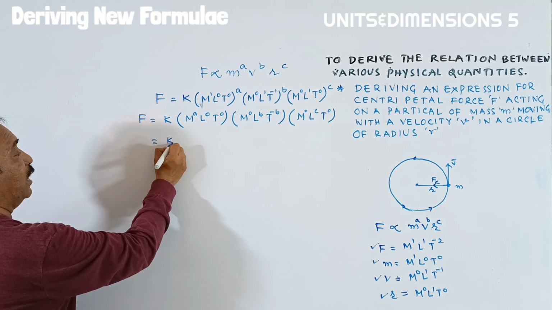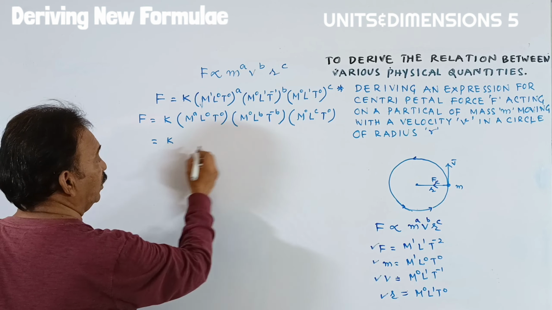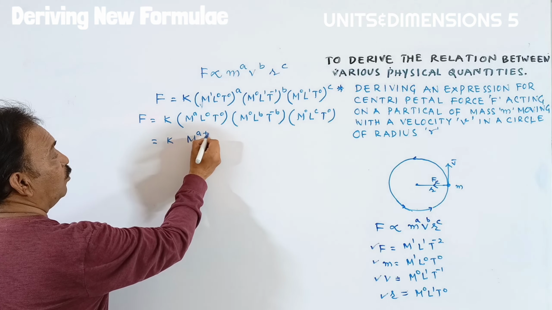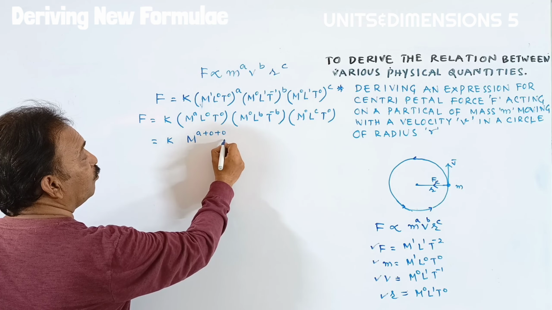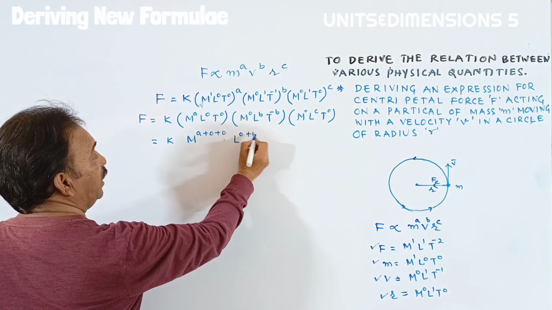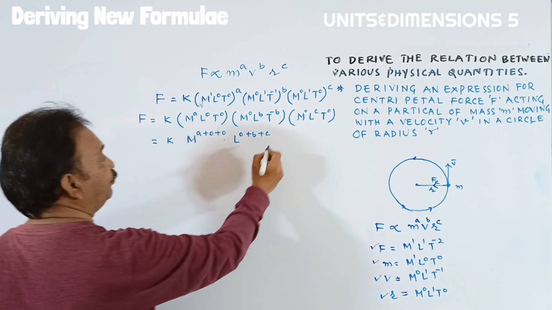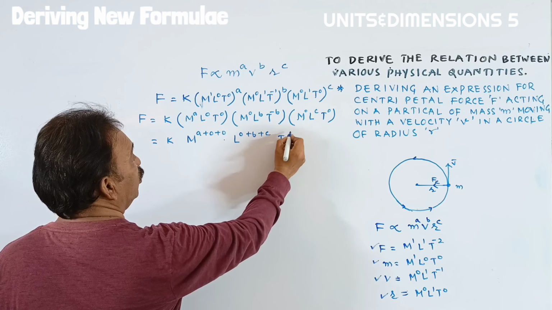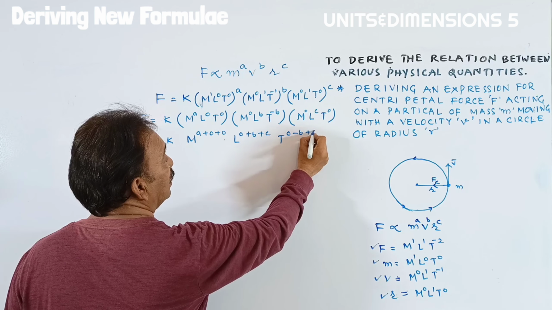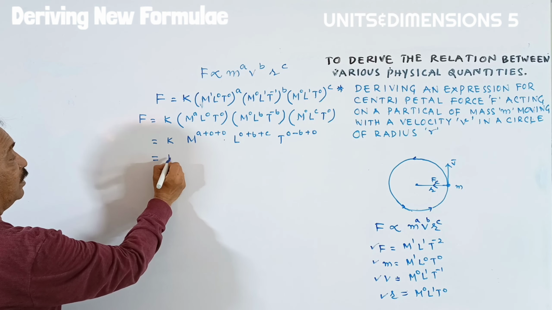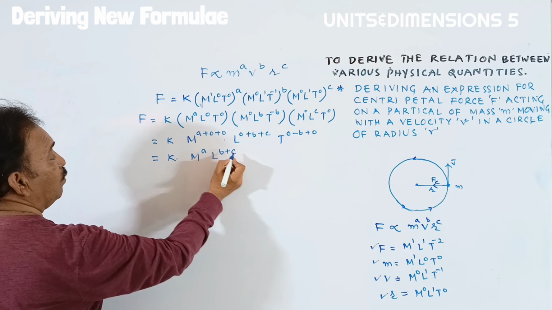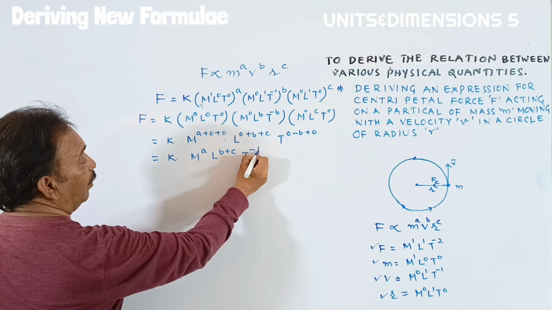Okay, further it can be written as K of, we are taking the same physical quantities. If the bases are the same, we have to add the powers. M to the power of a plus 0 plus 0, into L to the power of 0 plus b plus c, and T to the power of 0 minus b plus 0. And finally we get K of M to the power of a, L to the power of b plus c, and T to the power of minus b.